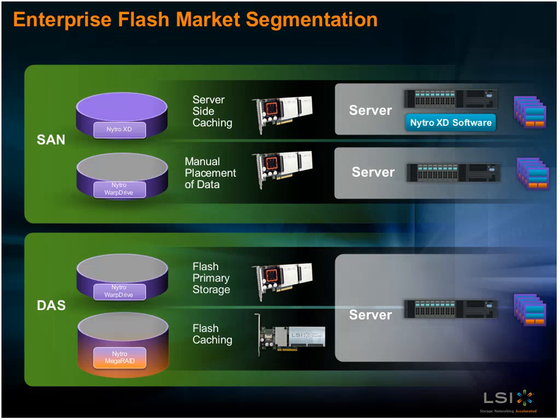You could also use a Nitro WarpDrive in a DAS environment as pure primary storage. You could just replace your hard disk drives, boot from the Nitro WarpDrive, or you could put boot images on a Nitro WarpDrive and serve them up in a VDI environment, and do many, many other things in a DAS environment. As you move up the food chain into more of the enterprise SAN environment, you could use a Nitro WarpDrive and take advantage of application or file system level caching and apply that to the Nitro WarpDrive. Or you could use Nitro XD software and apply server-side caching through LSI technologies.